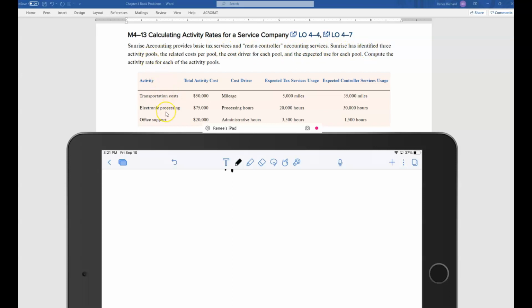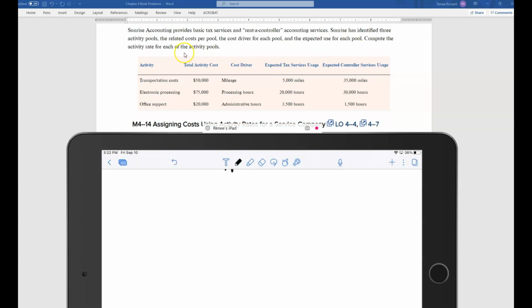They've identified 3 activity cost pools: transportation, electronic processing, and office support, and the associated drivers with the expected usage for tax and expected usage for controller. Okay? So the total estimated usage for transportation cost is 5,000 plus 35,000. 5 of it goes to tax, 35 to controller. The same for each one of these. We're asked to compute the activity cost rate of each of these activity cost pools.